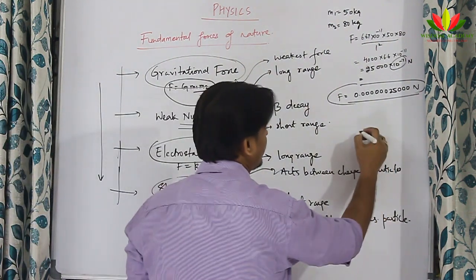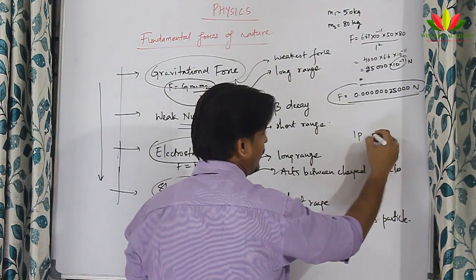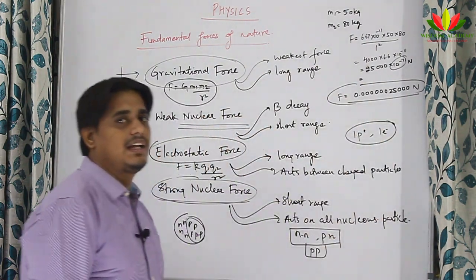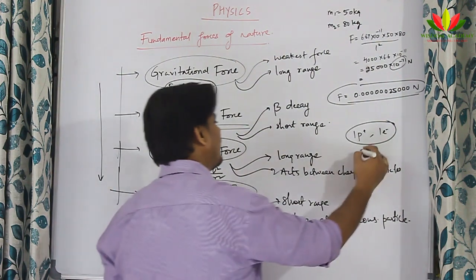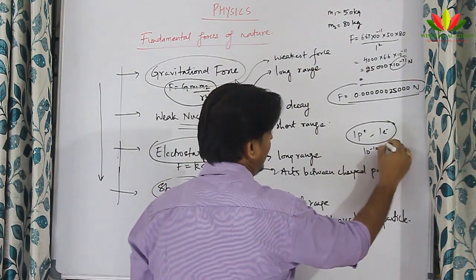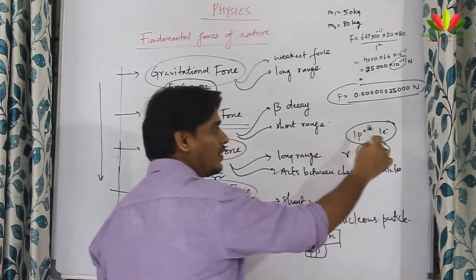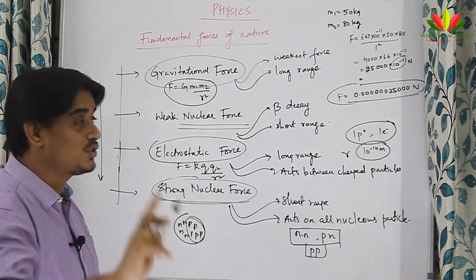You have to take one proton, you have to take one electron. Please note it down, one proton and one electron, and take the distance between them as 10 to the power minus 10 meter. This is the R value. This is the value of charge on one proton, one electron. These things you learned in basic class. That's why I am giving this homework to you.